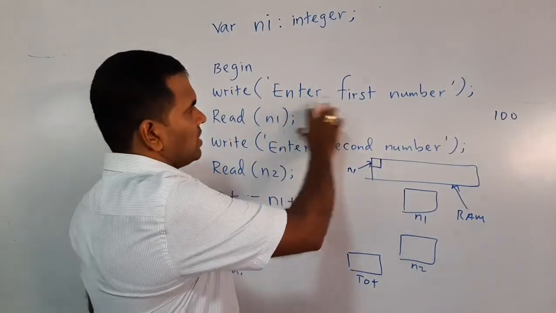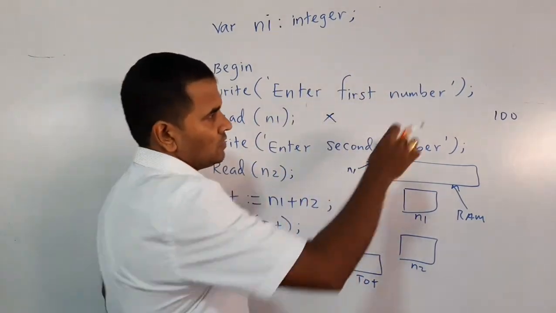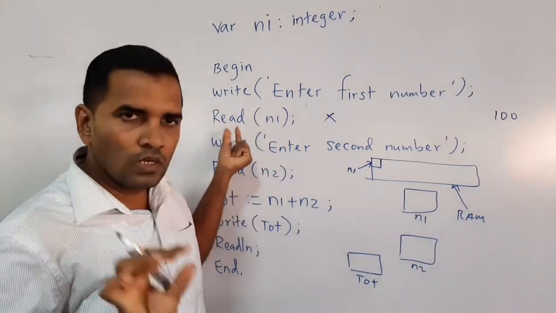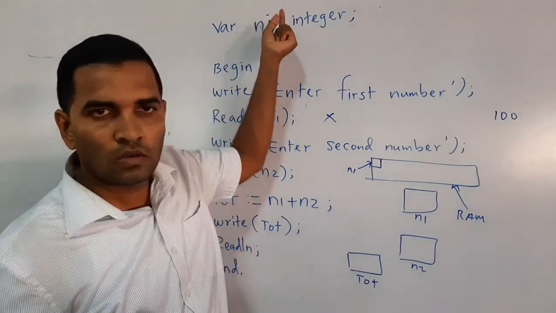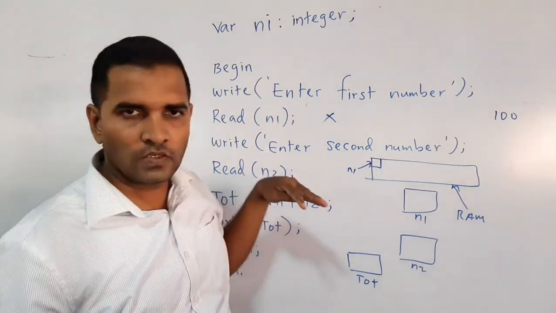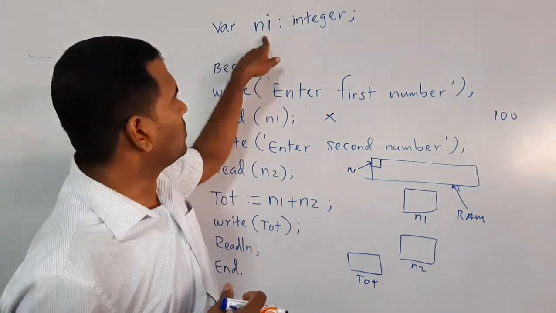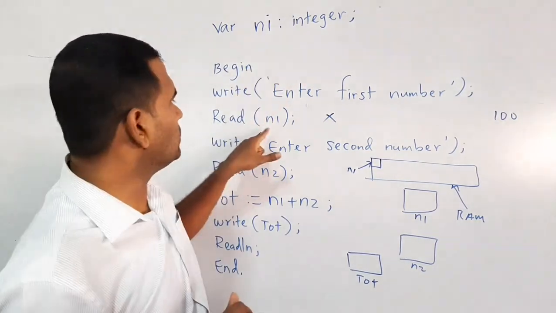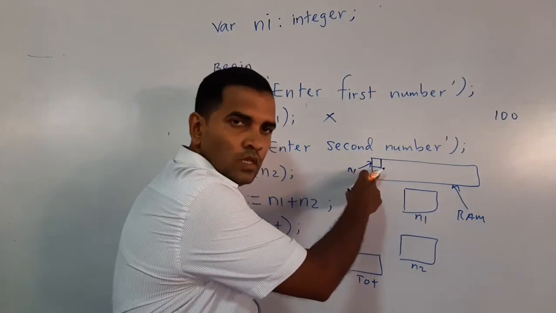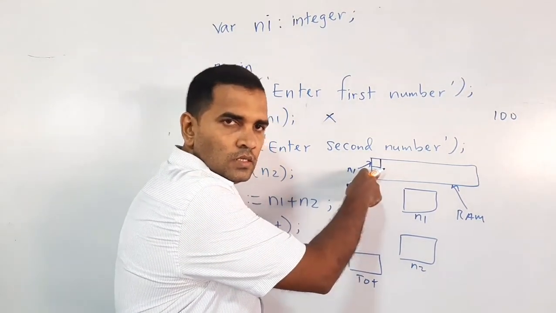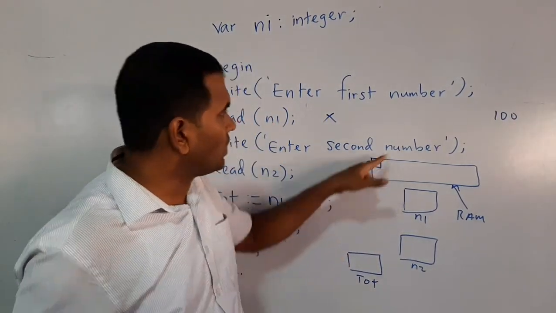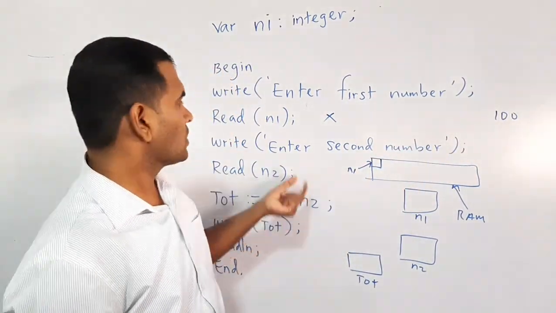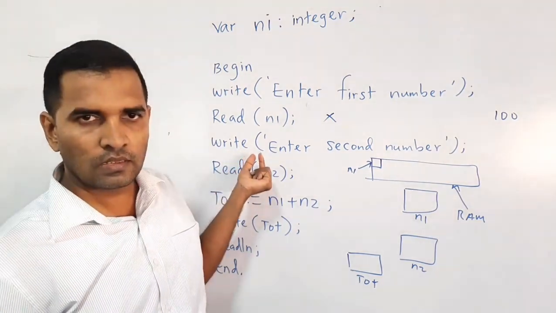Now look at this line again. Enter first number. Assume that you entered 100. In the next line, read n1. Now the computer knows n1 because lines are executed one after the other. At the beginning, this has been read and understood. There is a location already created, so the computer goes to n1 and stores your 100. There is no issue.